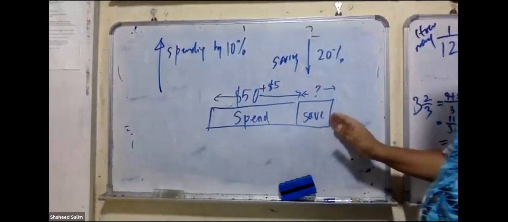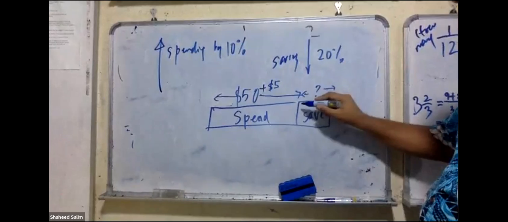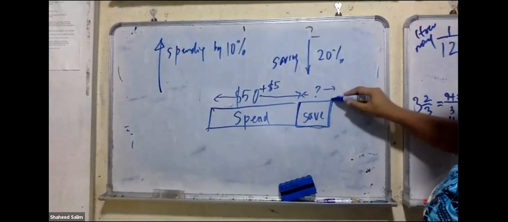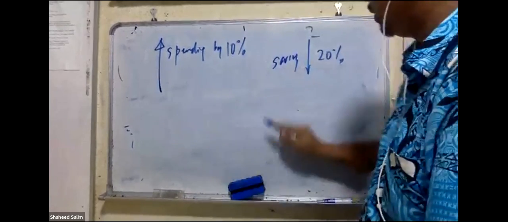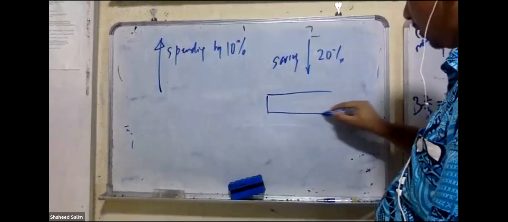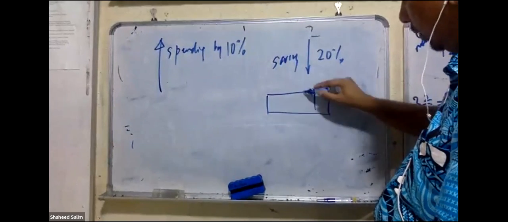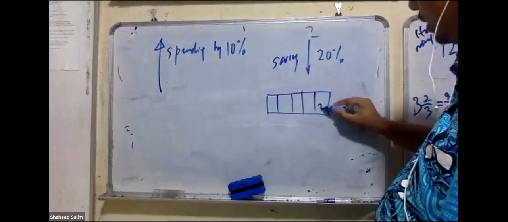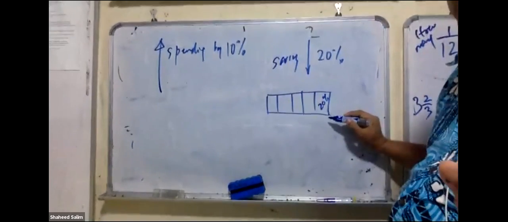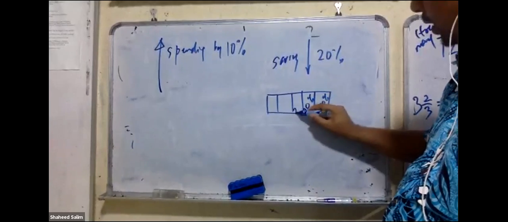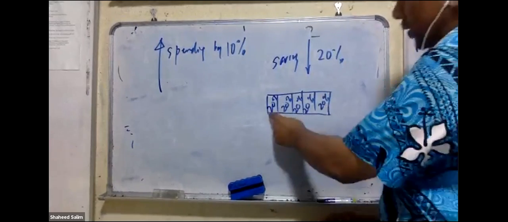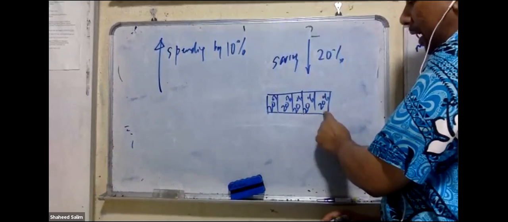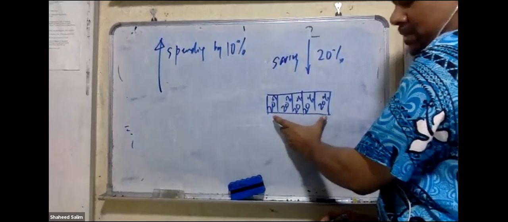Now, if it decreases by 20%, I can divide the savings into 5 parts. I'm going to redraw this. So savings, I'm going to divide it into 5 parts. 1, 2, 3, 4, 5. This is 20% of savings, not of the whole money. 20% of savings, 20% of savings, 20% of savings, 20% of savings. 20, 40, 60, 80, 100. You see, 5 20 units make 100%. This is savings.